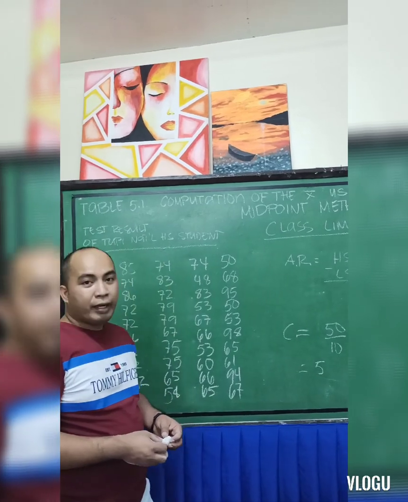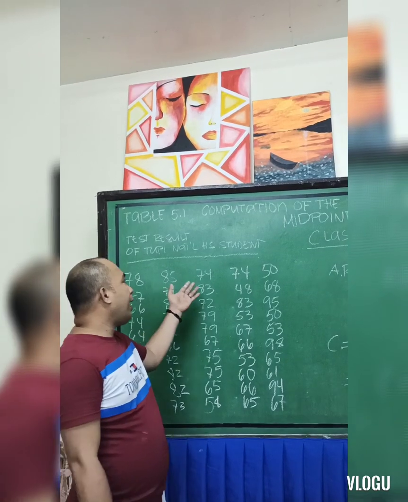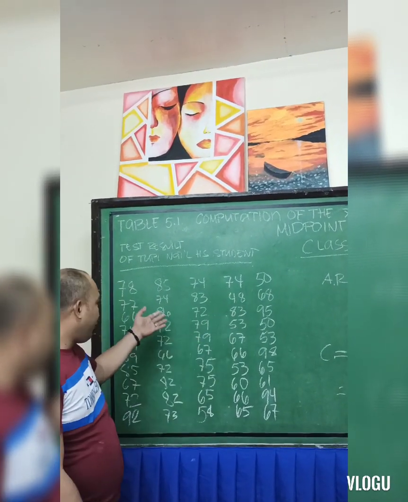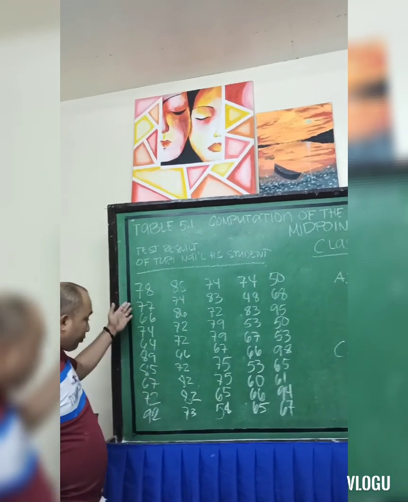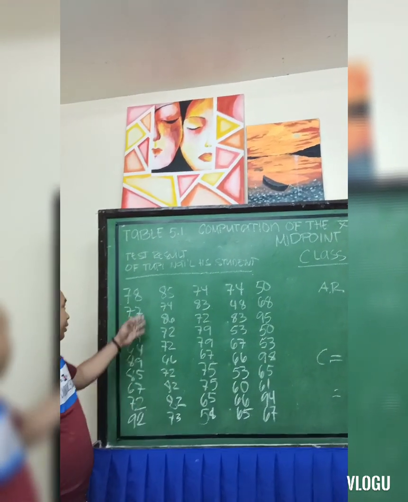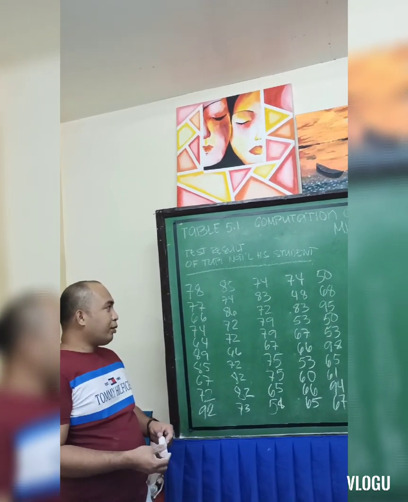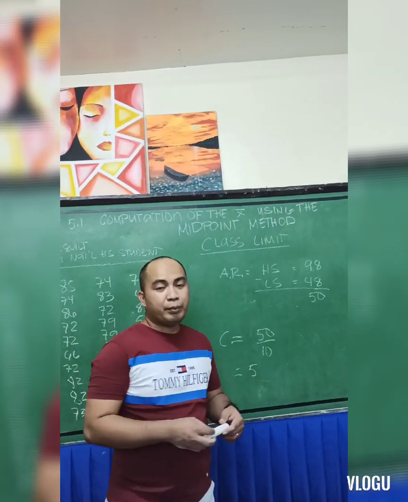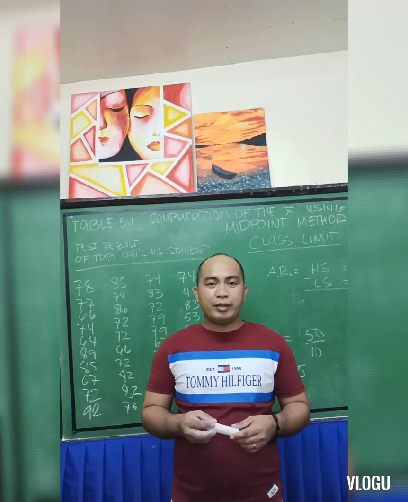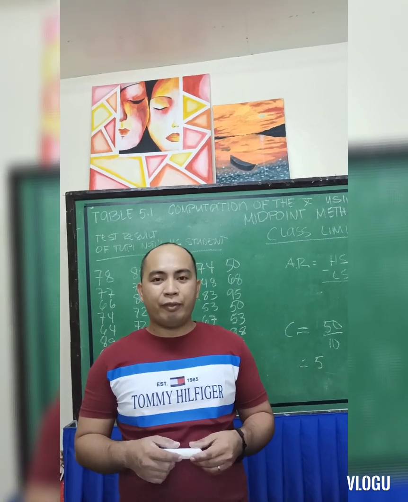Okay, so in our example, it is the test result of Tupi National High School students. We have 50 students, 10 per row. So this is their grade or score, their test result from their test. In computation of the arithmetic mean using the midpoint method, we always remember that it is done by getting the product of midpoint and frequency.